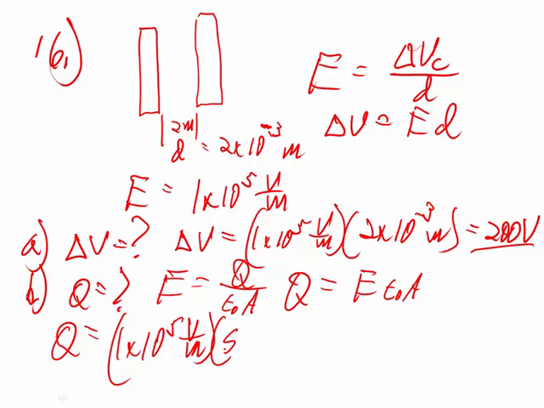Times epsilon naught. You need to memorize that. Put that on your formula card now for your midterm and final exams, okay? 8.85 times 10 to the negative 12th, and that's coulombs squared per Newton meter squared, times the area. And the plates were what?